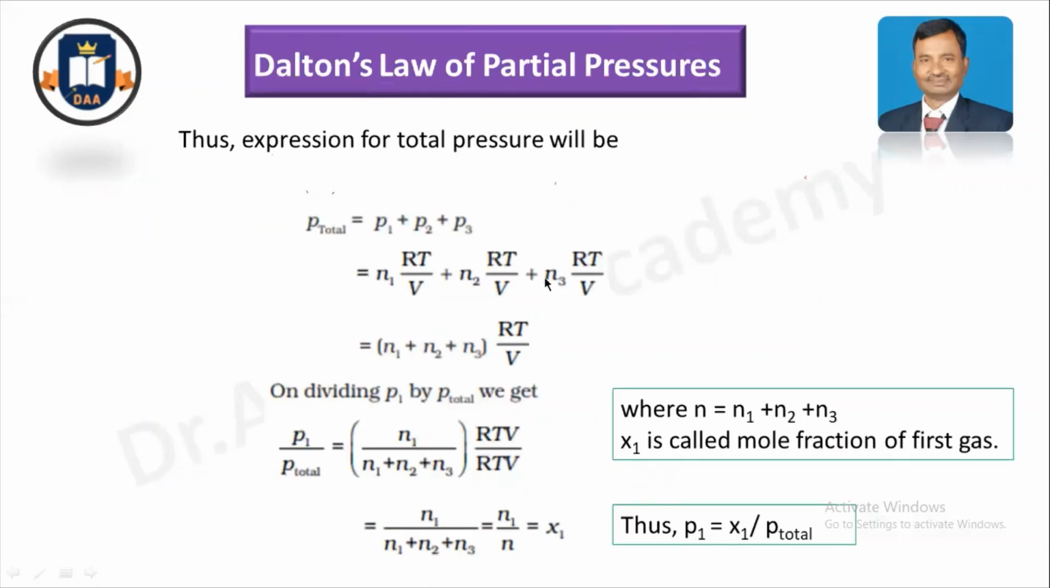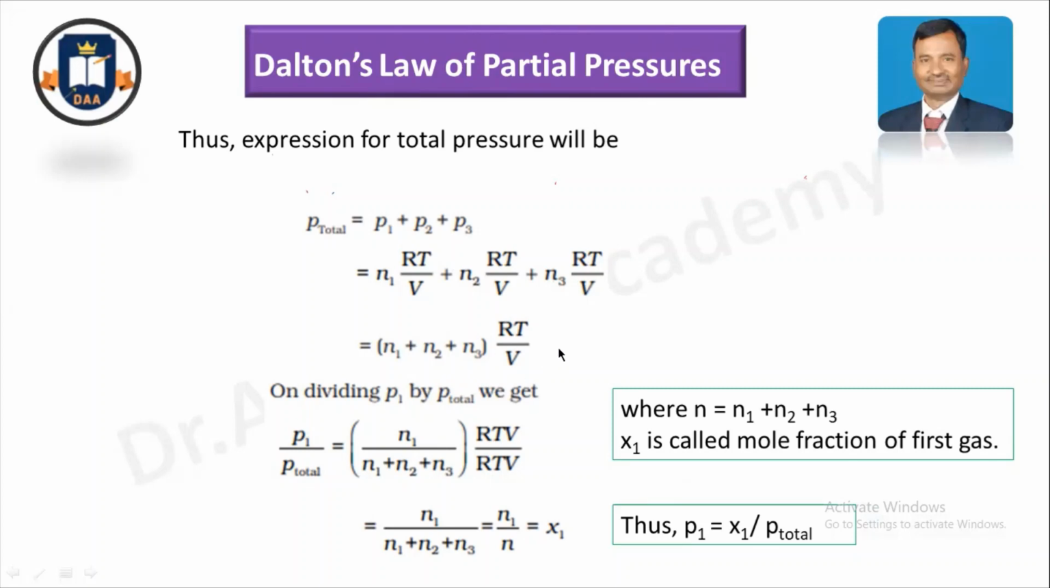This is n3. Now, as per Dalton's law of partial pressure, we consider the total pressure, which is equal to the partial pressures of the individual three gases, that is P1 plus P2 plus P3. And now we put the values: for P1, n1RT by V, plus for P2, n2RT by V, plus for P3, n3RT by V.